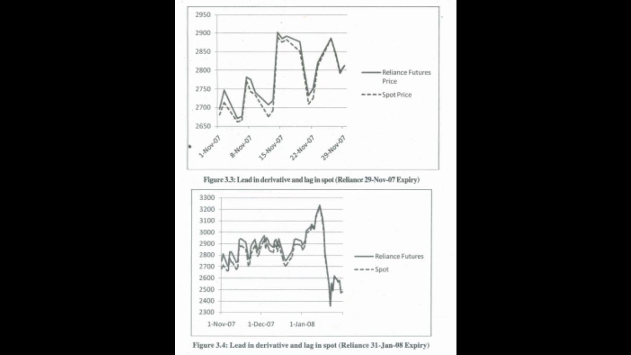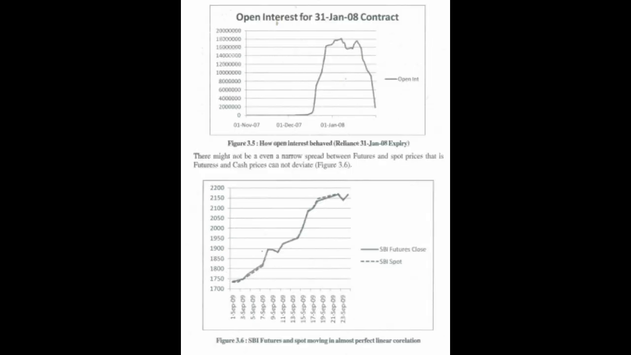For the purpose of understanding trends in open interest, you may use a measure consistently. For market-wide open interest, Rs crores is the best measure, as adding up heterogeneous contracts of various underlyings would be illogical. Figure 3.5: how open interest behaved, Reliance, the 31st of January 08 expiry. There might not be even a narrow spread between futures and spot prices; that is, futures and cash prices cannot deviate. Figure 3.6: look at the screen. Figure 3.6: SBI futures and spot moving in almost perfect linear correlation.